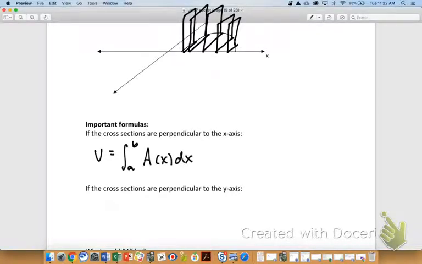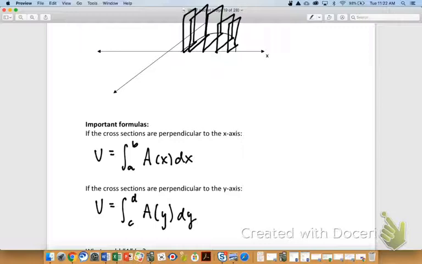If the cross sections are perpendicular to the x-axis, this is kind of like how it is with rotation. If we're perpendicular to the x, we're going to use dx. If we're perpendicular to the y, we're going to use dy. So if we happen to have cross sections perpendicular to the y, the formula is exactly the same. It's just that everything is going to be in terms of y. So the integral from c to d of A(y) dy. They're essentially the exact same formula, just one of them is in terms of x, the other in terms of y.